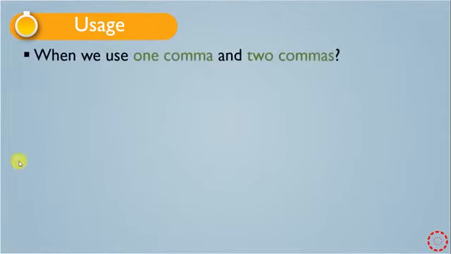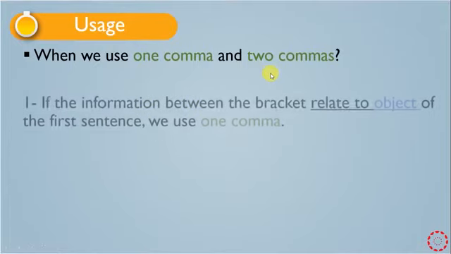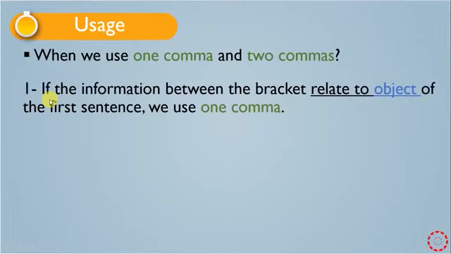There's an important question here that we have to answer. When do we use 1 comma and when do we use 2 commas? In the first case, if the information between the brackets is related to the object of the first sentence, we use 1 comma.